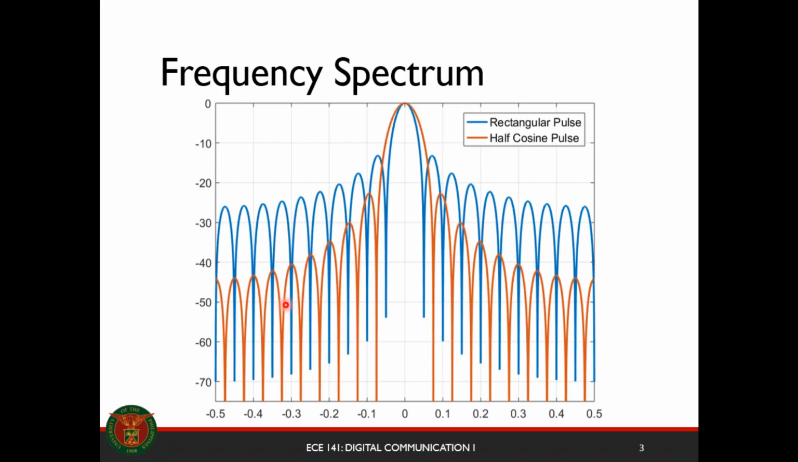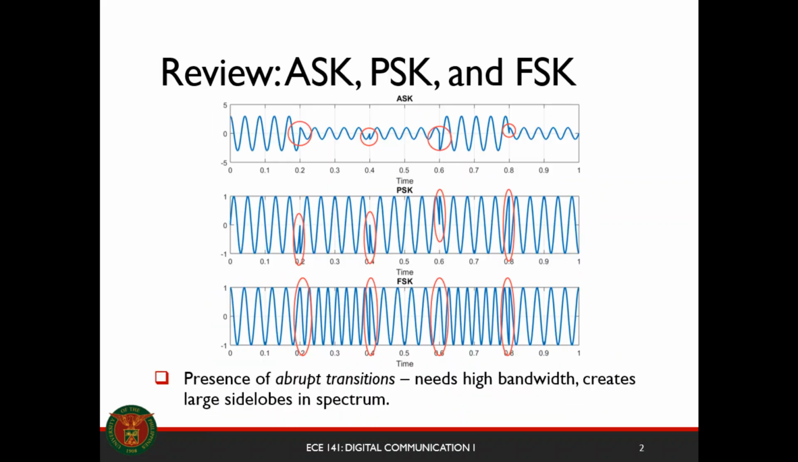For example, if you use a rectangular pulse, you have these large side lobes at around negative 15 decibels. If your maximum value is 0 decibels, that's actually quite large. So there's a form of leakage from your frequency spectrum, and that's bad. Maybe we can use a half cosine pulse and reduce that, but there's still leakage all over, because there is an abrupt transition in your signals.